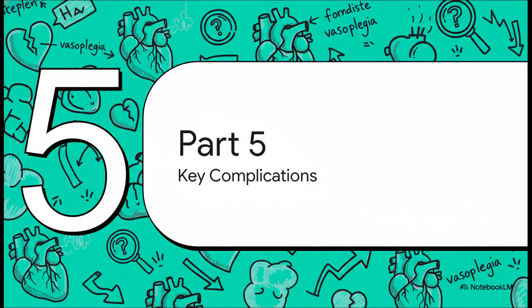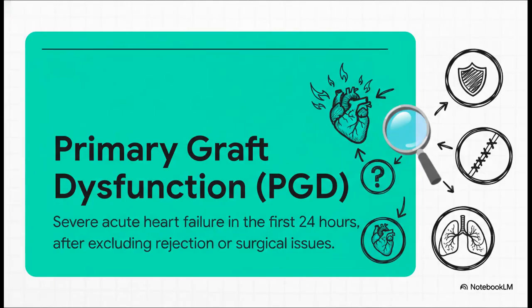Despite all of our best efforts, the post-transplant course can be very rocky. In this section, we're going to focus on the diagnosis and management of two of the most feared early complications: primary graft dysfunction and vasoplegic syndrome. Primary graft dysfunction, or PGD, is a truly devastating complication. It's essentially a severe acute heart failure of the new allograft that shows up within the first 24 hours.